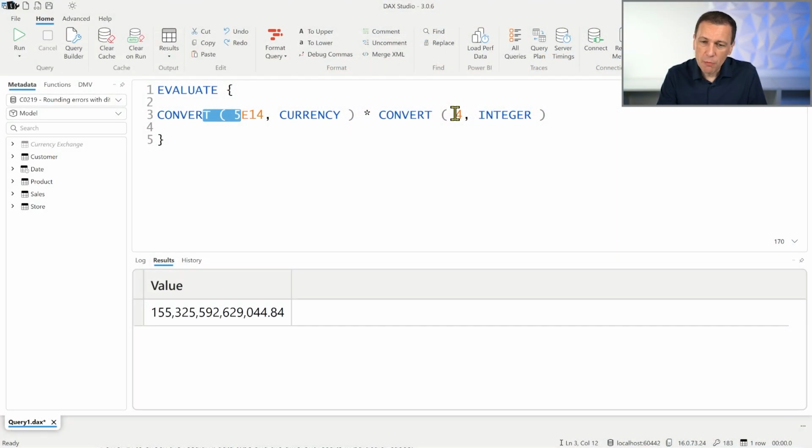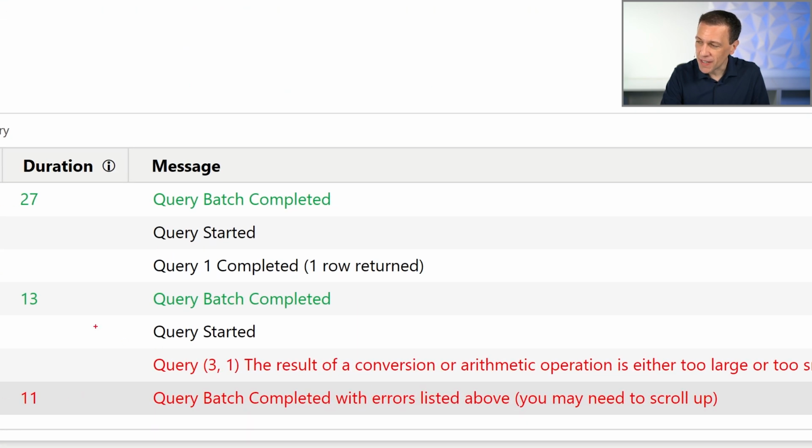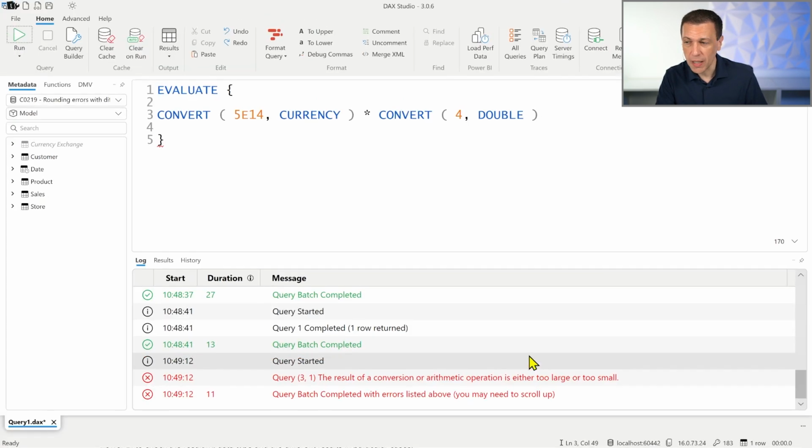Now, what happens if we have the same multiplication, but instead of multiplying the currency by an integer, we multiply the currency by a floating point that in this case is represented as a double? So this is the same operation that didn't produce an error before. If I run this operation, bang, I have an error. And the error says that the result of the conversion arithmetic operation is too large or blah, blah, blah.